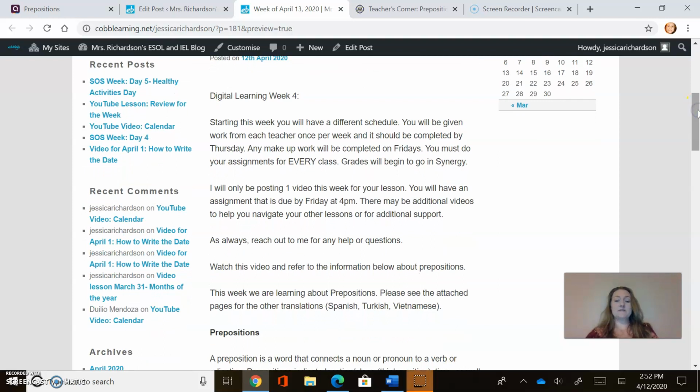Starting this week, you will have a different schedule. You will be given work from each teacher once per week, and it should be completed by Thursday. Really, you're going to have probably 2 or 3 classes to work on each day, but only Monday, Tuesday, Wednesday, and Thursday. If you do not complete your assignment, then on Friday, you will need to work on it. Okay? You need to make sure you're completing your work for every single class. Grades will start going into Synergy again.